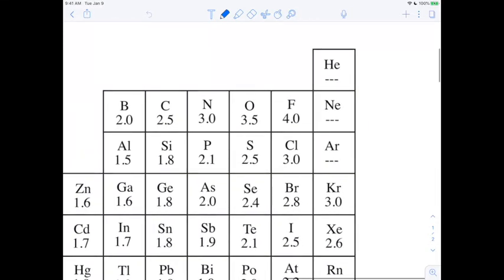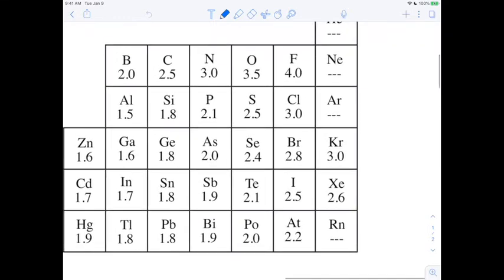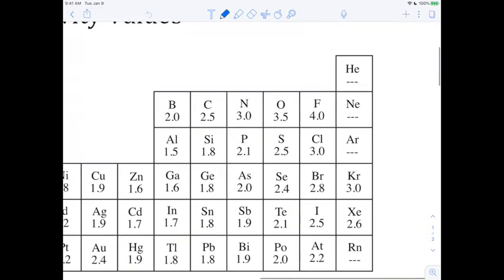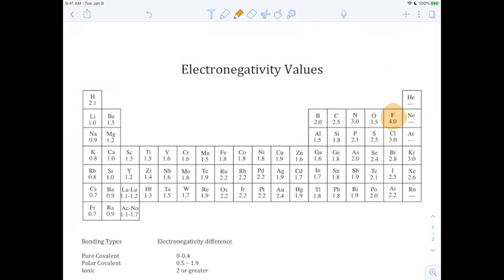The noble gases tend not to want any electrons, although we do know krypton and xenon can take a little bit. But it is fluorine that is famous for being the most electronegative on the periodic table at 4.0. So the molecule we're looking at is HF. So we're going to look at fluorine being a 4.0, hydrogen being a 2.1.